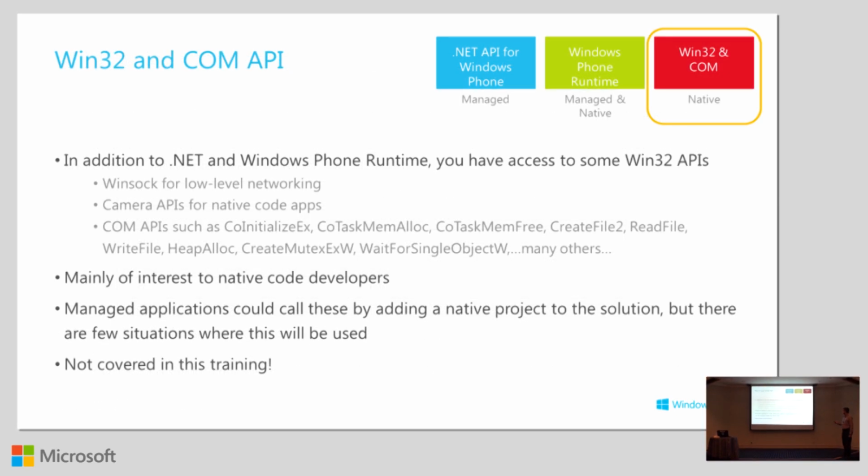And then you have the Win32 COM APIs. These are low-level APIs that allow you very low-level access to the hardware. So for example, you have WinSock and camera COM APIs that you can leverage in Win32.